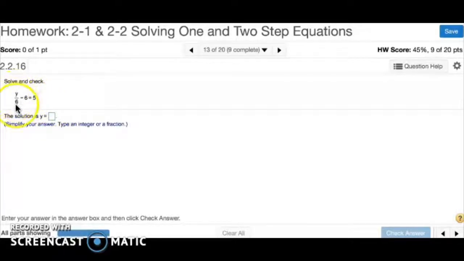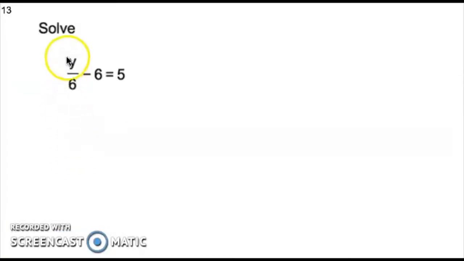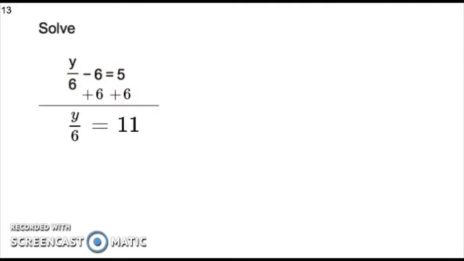We have y over 6 minus 6 equals 5. So let's take a closer look at it. You notice the variable is here. And in order to get this by itself, we have this negative 6 in the way, so we've got to move that first. To move that, we've got to add 6 to both sides because it's originally being subtracted. So adding 6 to both sides leaves us with y over 6 equals 11.